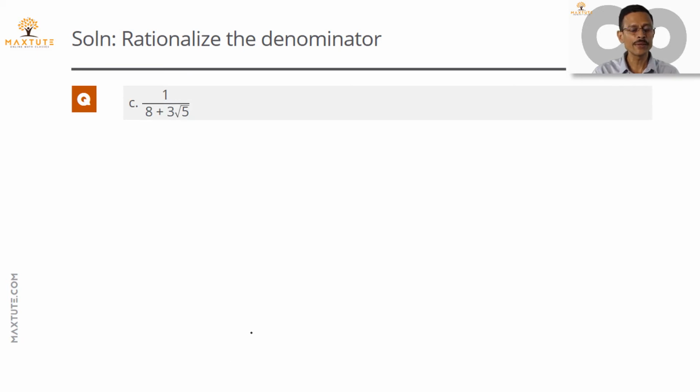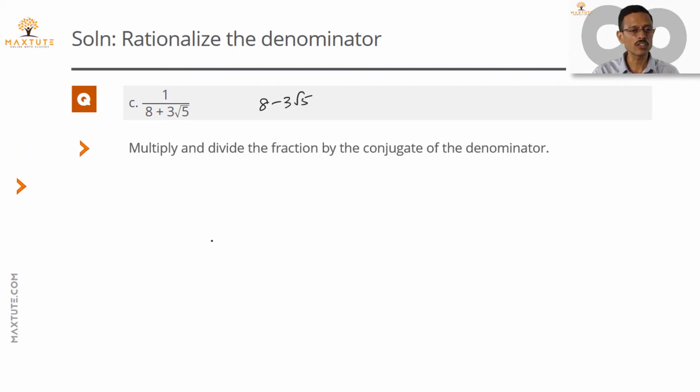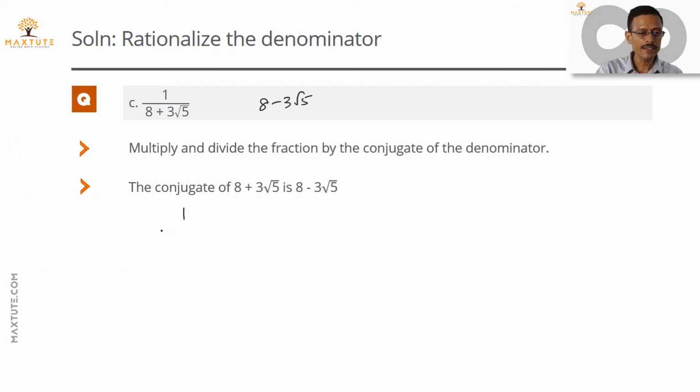The third example in this video is rationalizing the denominator of 1 by 8 plus 3 root 5. Exactly the same thing. The conjugate of this 8 plus 3 root 5 is 8 minus 3 root 5. We're going to be multiplying and dividing this expression by the conjugate. So 1 by 8 plus 3 root 5 is multiplied and divided by the conjugate of the denominator, which is 8 minus 3 root 5, so the value of the expression remains intact.